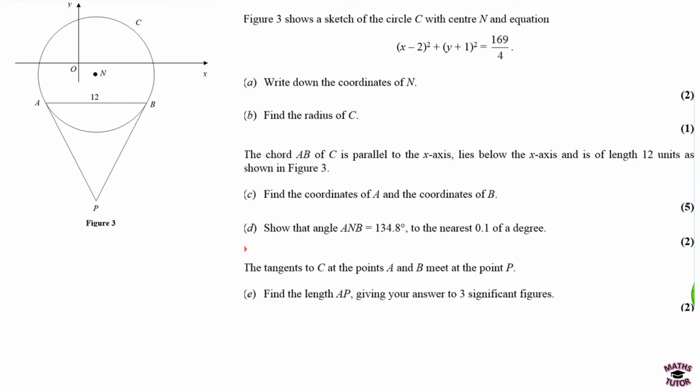So here's another exam question. You can either pause the video and have a go at it yourself, or just continue to watch. We'll now go through it. So finding the coordinates of N, when it says write down, you should just be able to lift it off, and it is in radius and center form. So the coordinates of N are just going to be 2, minus 1, and the radius is going to be the square root of 169 over 4. Did you recognize 169 as being 13 squared? So this is just 13 over 2, which is 6.5.